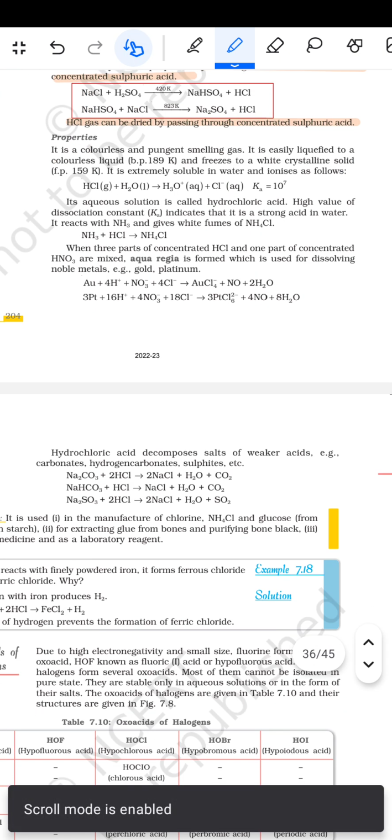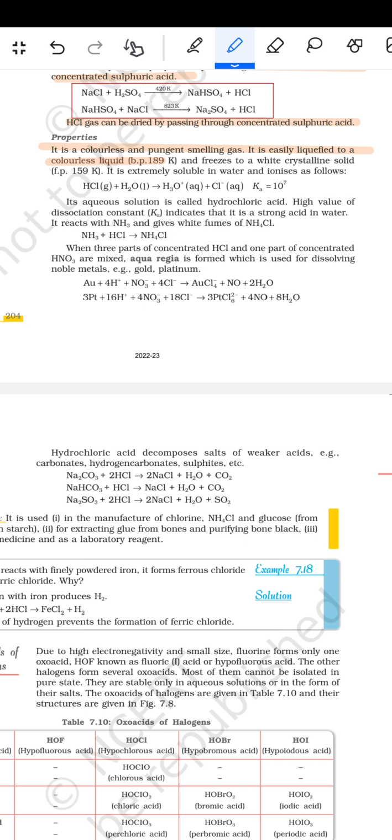Properties: it is a colorless and pungent smelling gas. It is easily liquefied to a colorless liquid, boiling point 189 Kelvin, and freezing to a white crystalline solid, freezing point 159 Kelvin. It is extremely soluble in water and ionizes as follows: HCl plus H2O gives H3O plus Cl minus, whose Ka value is 10⁷.